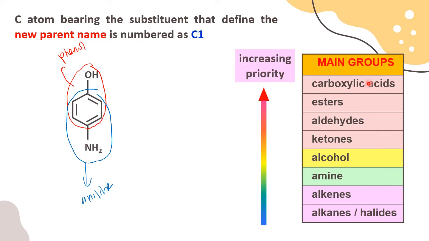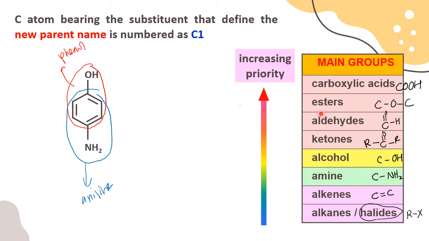The highest priority will be given to the carboxylic acid. Carboxylic acid means it has the functional group carboxyl, COOH; then ester, COC; aldehyde, C double bond O H; ketone, C double bond O bonded to methyl group; alcohol, carbon bonded to hydroxyl group; amine, NH2; alkenes, carbon-carbon double bond. And lastly are our alkanes and halides. Halides over here is basically your haloalkane. So we're going to choose based on this priority.